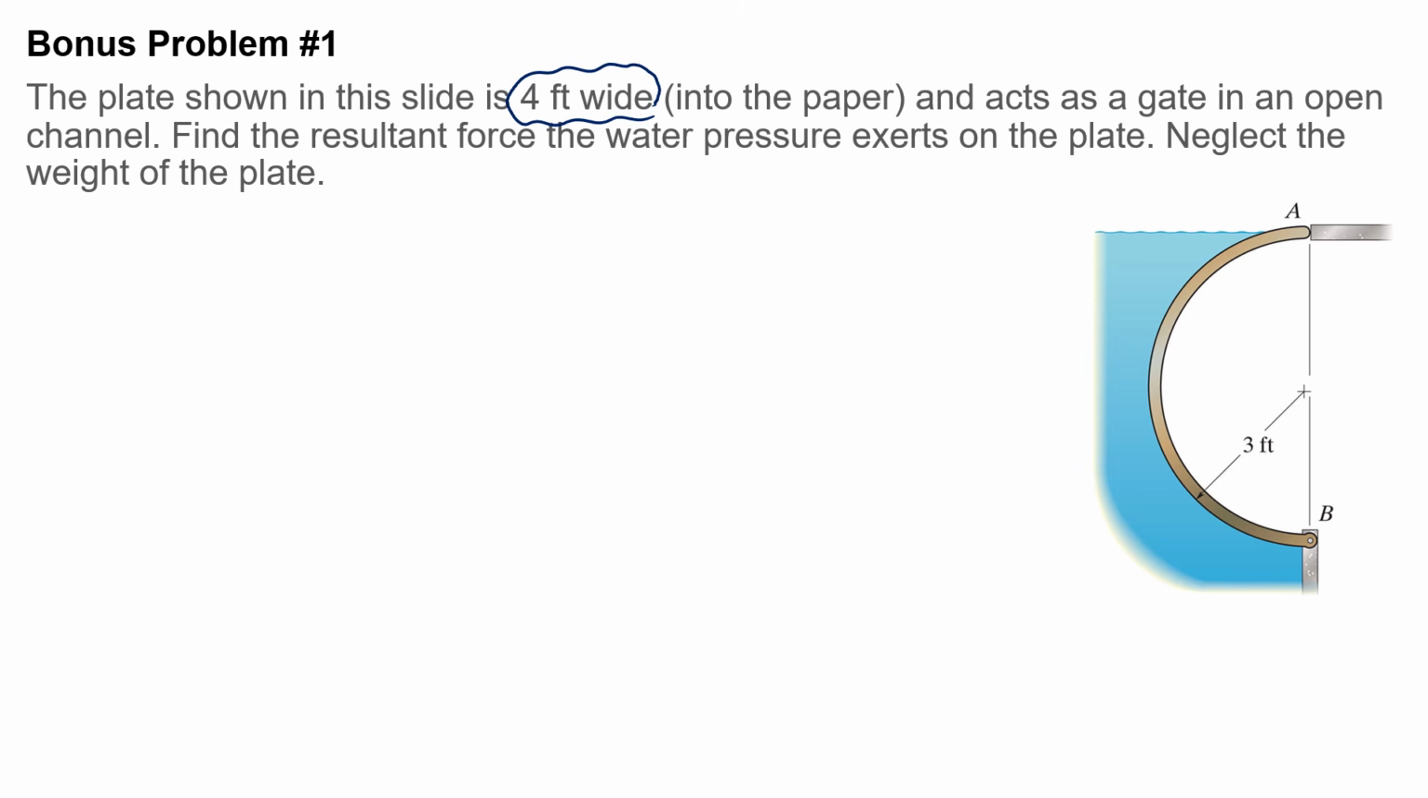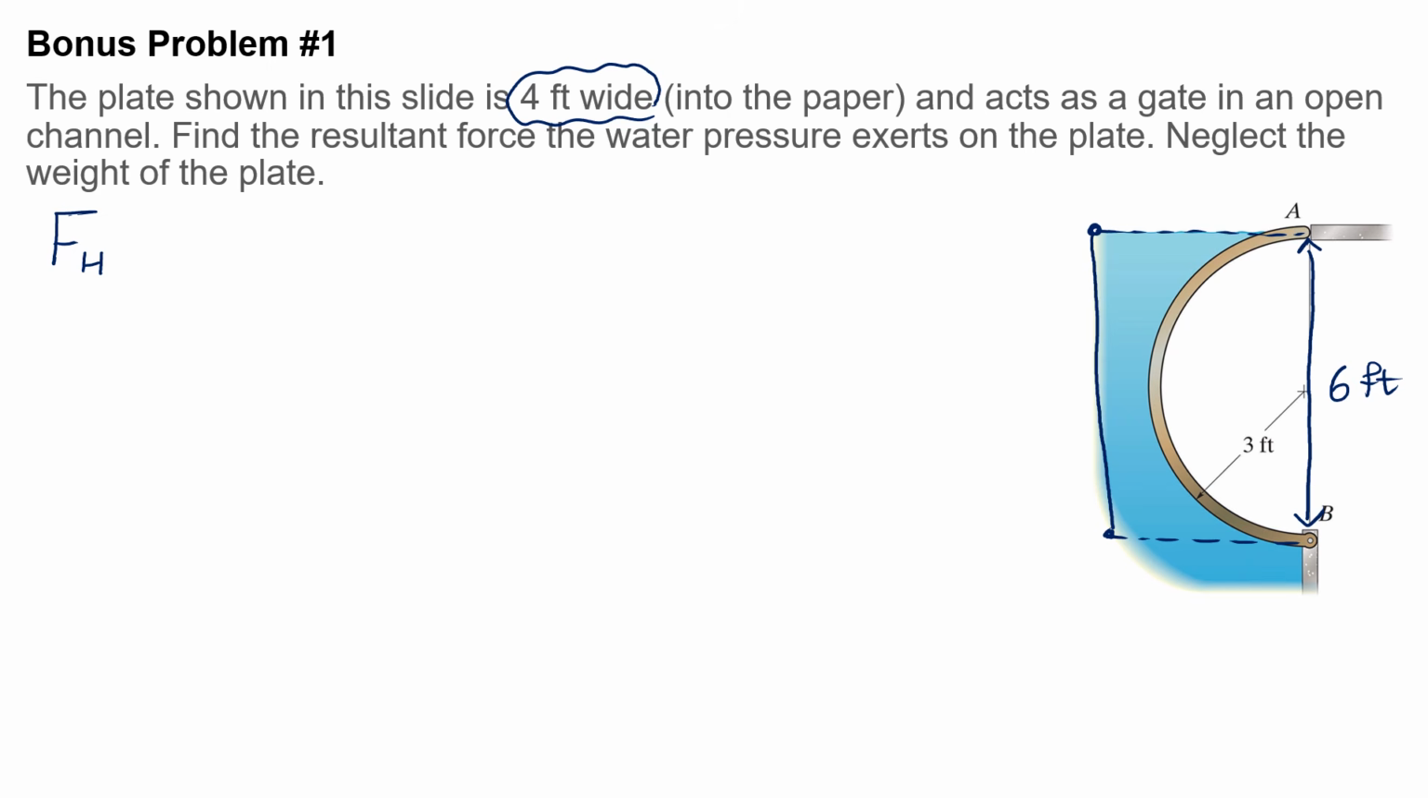In this slide, I'm going to show you how to find horizontal force, and in the next slide, I'll talk about vertical force. In order to find horizontal force, the first step is to find out the vertical projection of plate AB, which would be something like this. And again, it is 4 feet wide into the paper, so it would be a rectangle that is 4 feet wide and 6 feet high, because this is 6 feet.